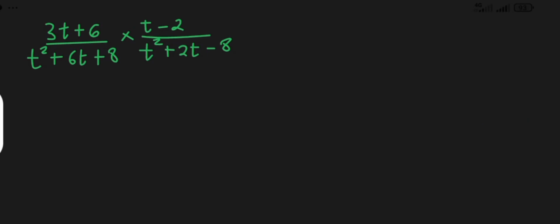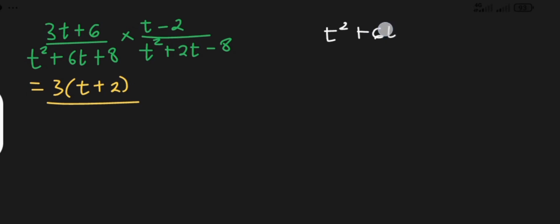The next that we're going to be looking at is multiplication, and the method is pretty much the same. Factor expressions that can be factored. For instance, in the first fraction, in its numerator, 3t plus 6, we can factor 3, leaving us with t plus 2. Then the denominator, t squared plus 6t plus 8.